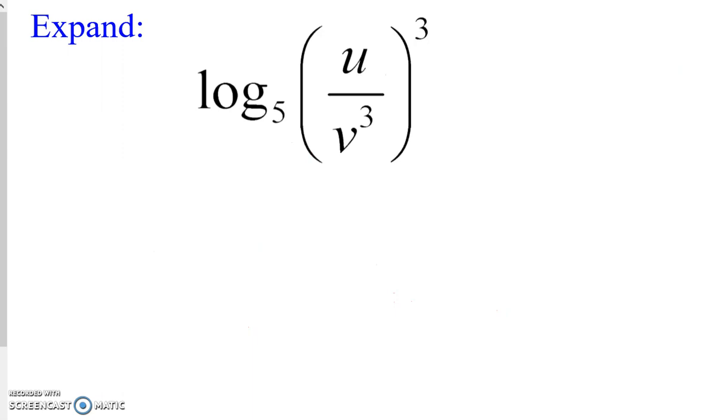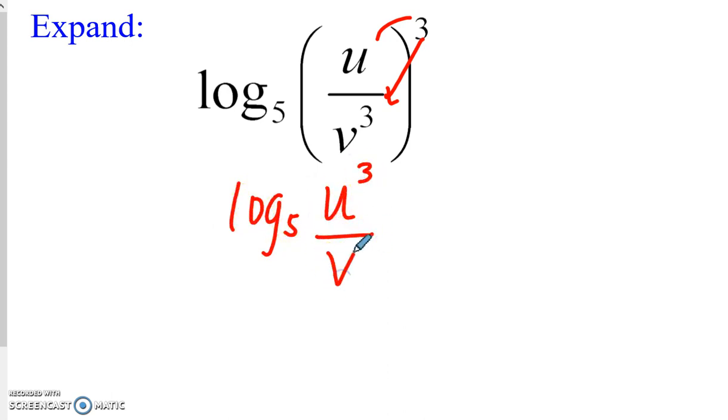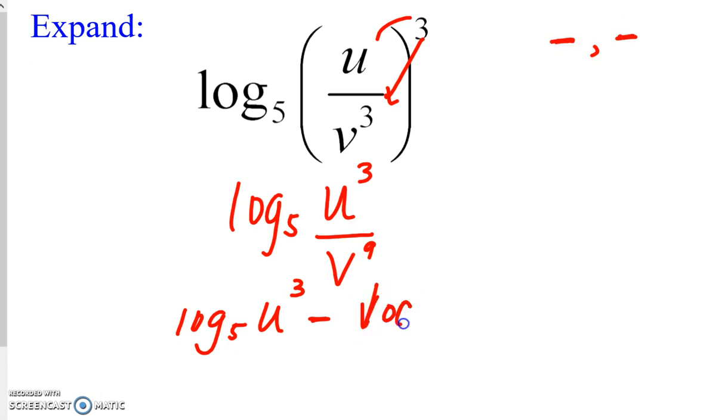Very similar, exact same thing, except we do have a parenthesis with an exponent outside, so we need to give that exponent to both things inside. So the problem's going to start as u to the third, v to the, when I multiply, not add, 9th. Okay, and now it looks exactly like the problem before. Log base 5, u to the third, is it plus or minus? Minus, because a division sign looks like a minus sign. Log base 5, v to the 9th. And then I do have exponents, so where do they go? In front.